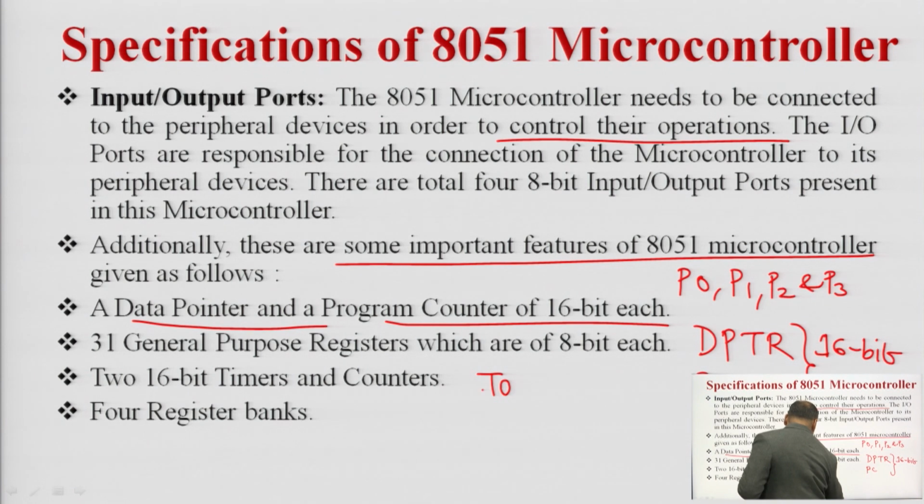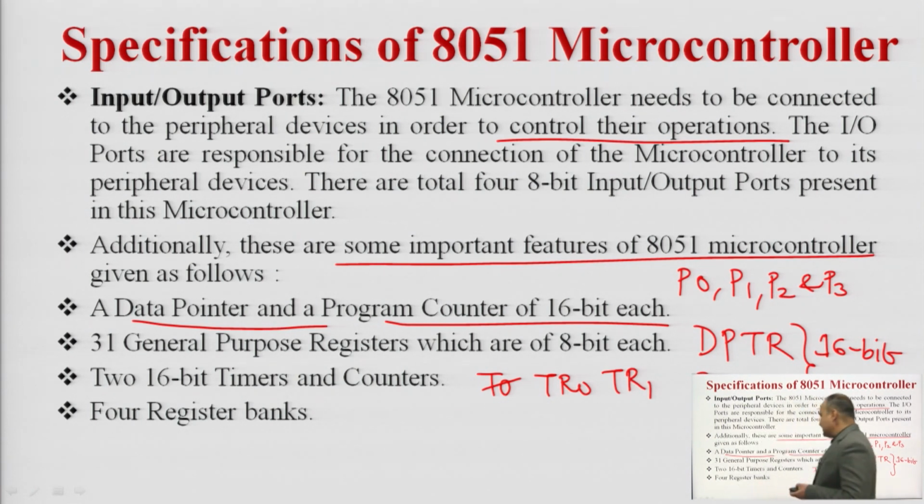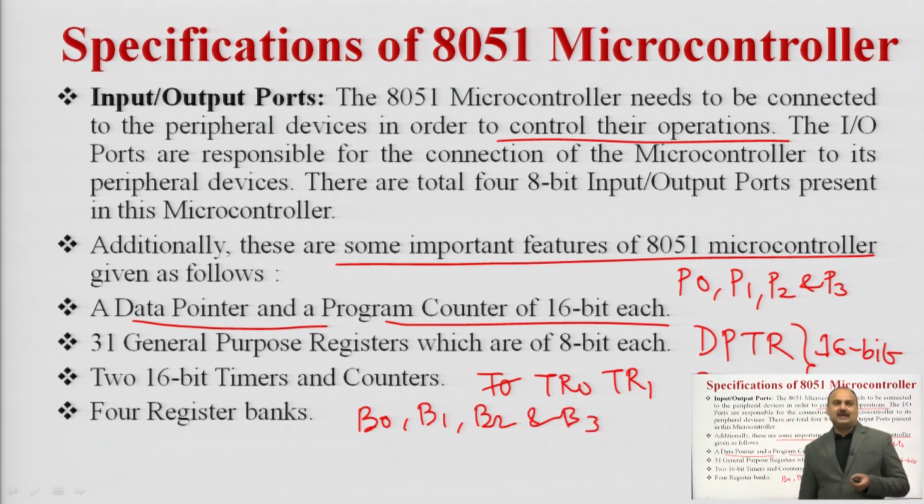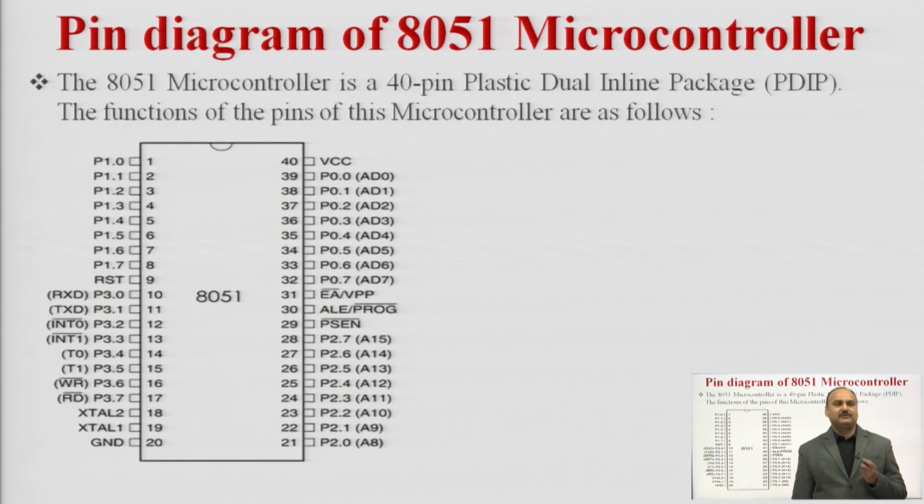So, we have the timer and counter registers, that is TR0 and TR1. Then 4 register banks, that is register bank B0, bank B1, bank B2 and bank B3. So, these are the 4 register banks, and these are the additional features of the 8051 microcontroller.